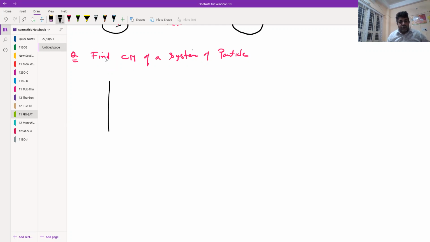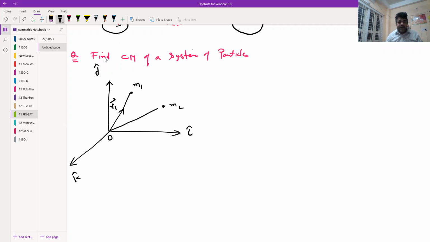Okay. So suppose this is my three-dimensional plane. Three-dimensional plane means this is the x-axis, this is the y-axis, and this one is the z-axis, and this is the origin. We have two particles of mass m1 and m2 at positions r1 and r2.